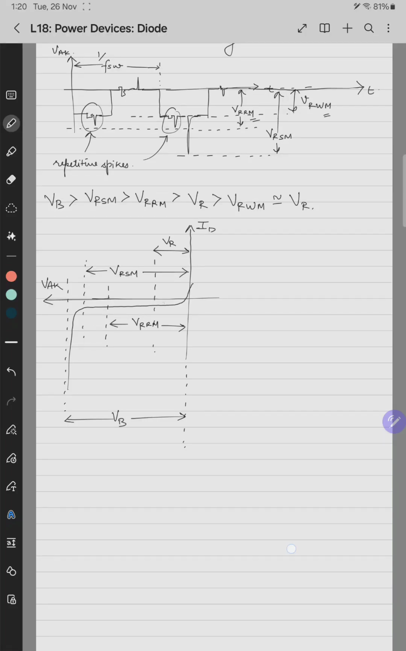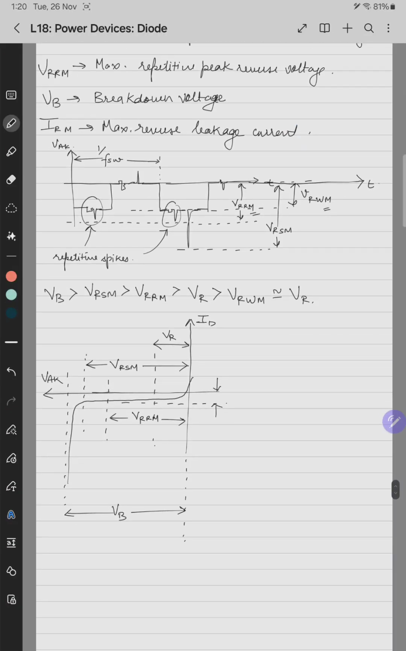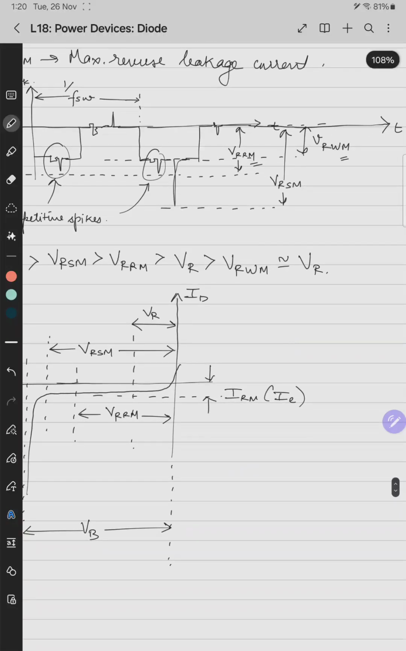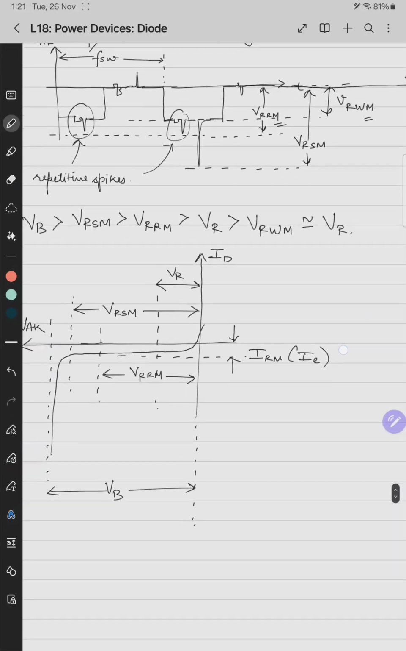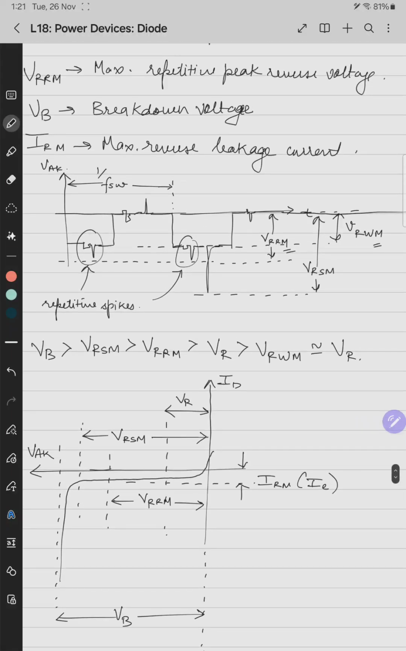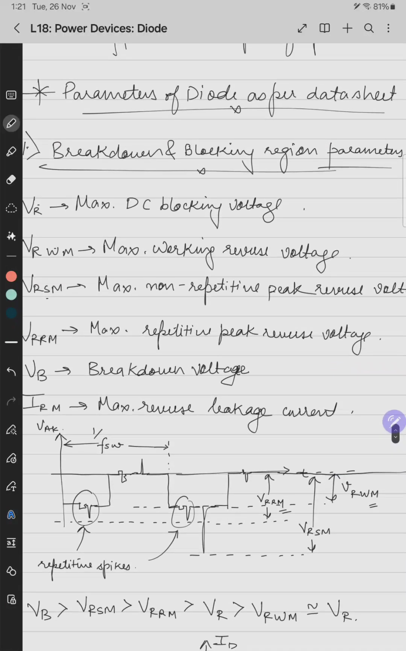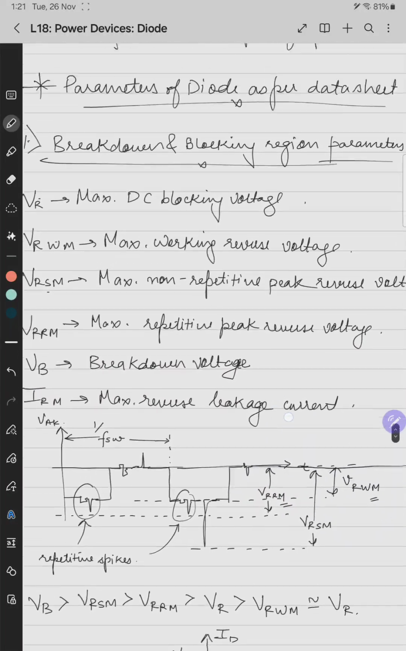Similarly, if you want to plot the current, it is this. What is the current? IRM or IL. IRM is given by the manufacturer. That's why I'm using this notation, but in the previous switching characteristics, I've written it as IL. So these are the parameters based on the data sheet of a power diode in the breakdown and blocking region. Then we'll see the conduction region.